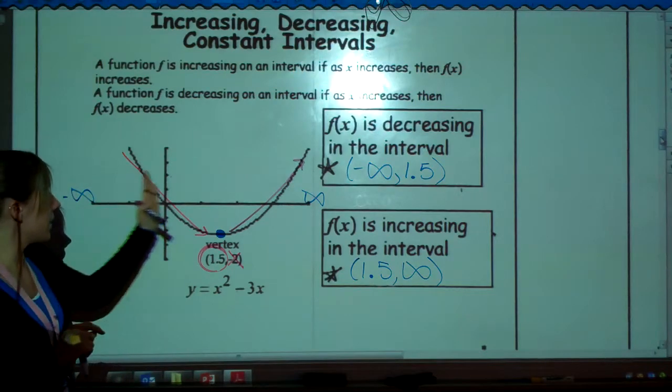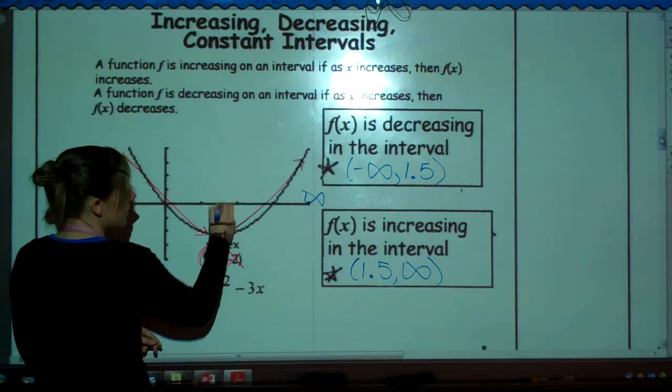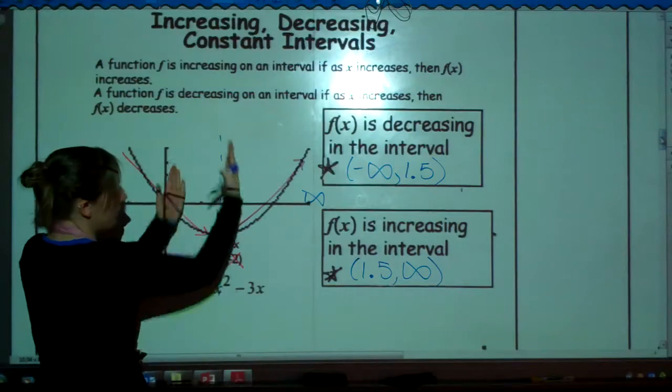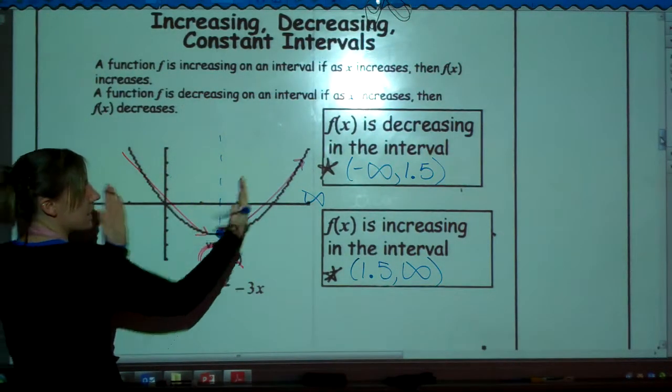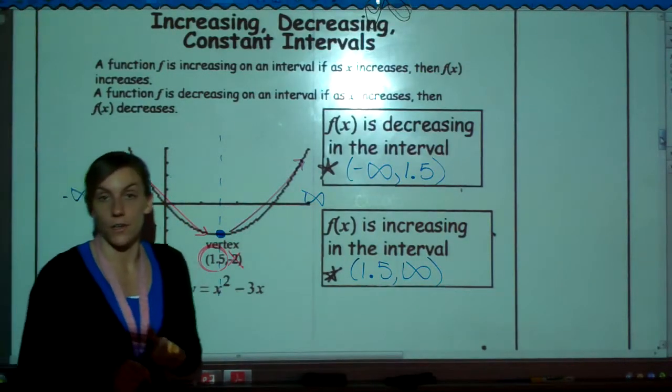And in the intervals from negative infinity, this is the turning point. So if it helps, you can think of that as it separates it into two sections. This section is decreasing, that section is increasing, okay?